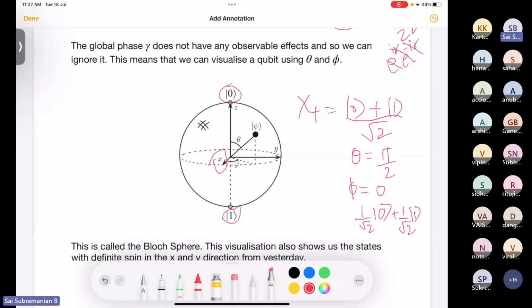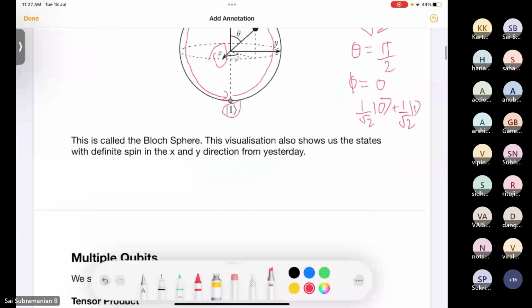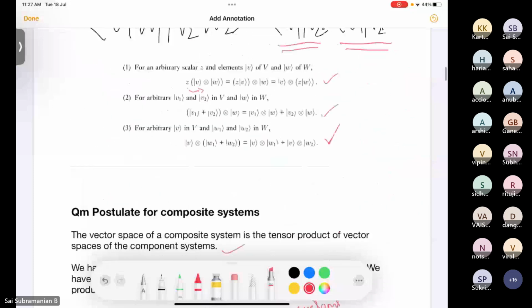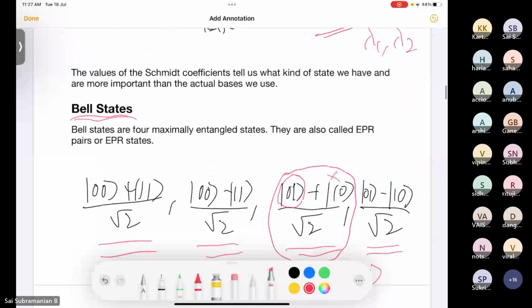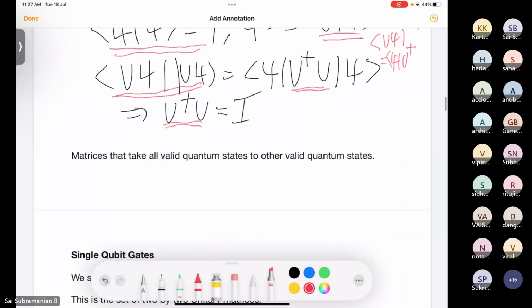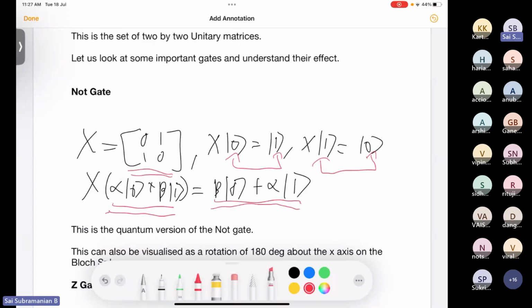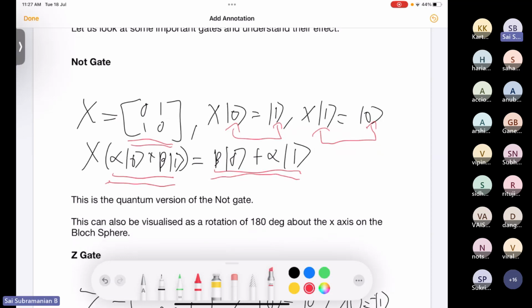You can think about it. Our zero state is here. If we rotate 180 degrees about the x-axis, we end up at 1. Similarly, if we rotate 180 degrees about the x-axis, we end up at 0. That is what happens for all states. Okay, so that is why it's called the X gate. We're just rotating the state 180 degrees about the x-axis. So this is the NOT gate. It takes 0 to 1, it takes 1 to 0, and it takes a general state alpha 0 plus beta 1 to beta 0 plus alpha 1. Okay, this is the NOT gate. We'll use the X notation for this.